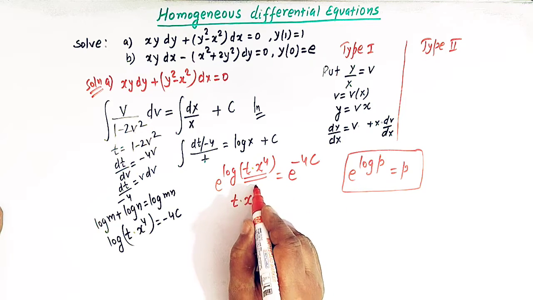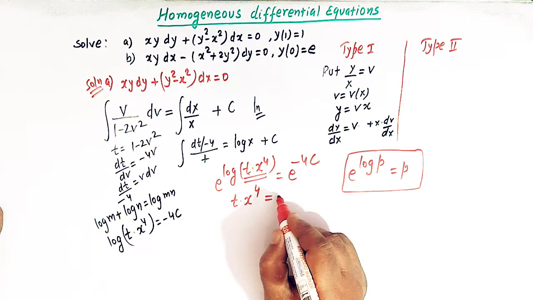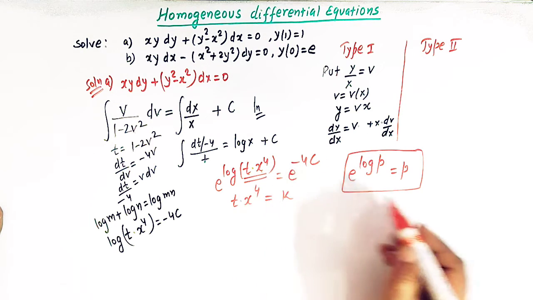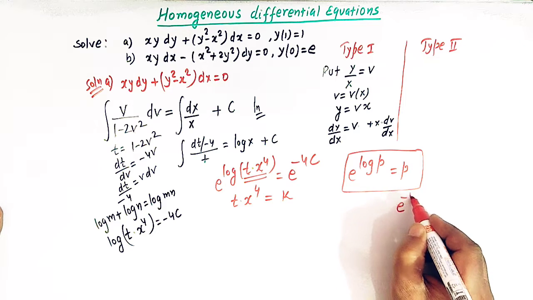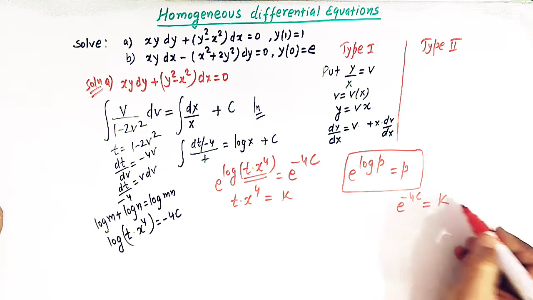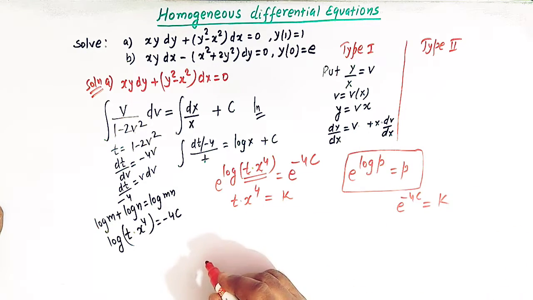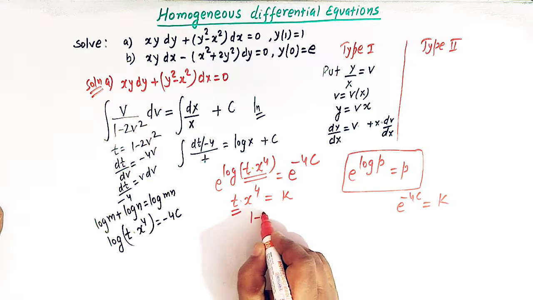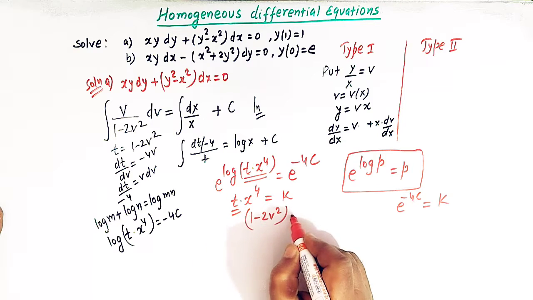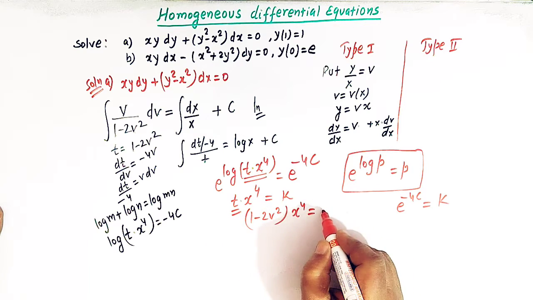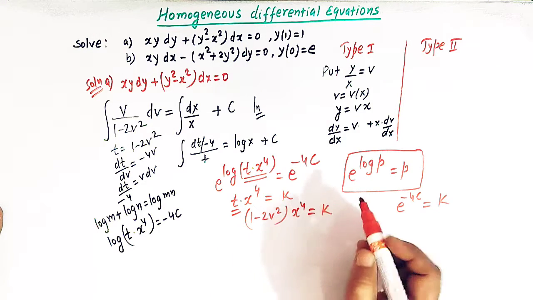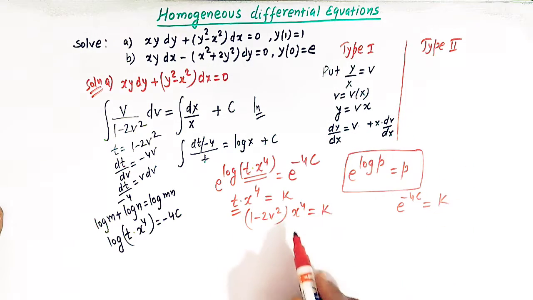So we have t times x raised to 4 is equal to say k, right? So here replacing this constant e raised to minus 4c by k, k is some other constant, right? Now replacing t by 1 minus 2v square, and here we have x raised to 4, and here we have k. So now replacing v by y over x, right?